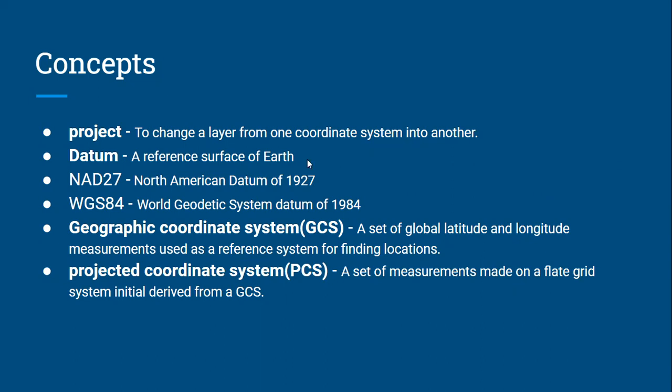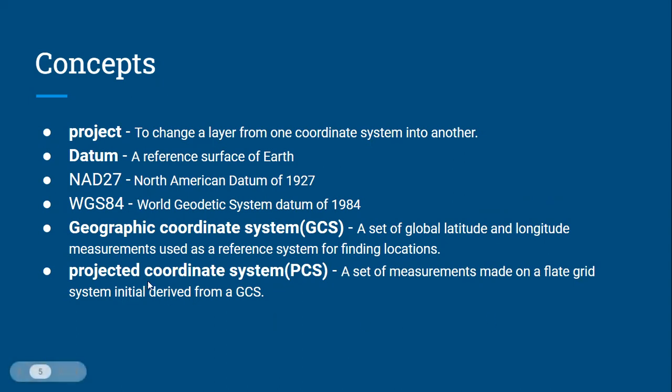Then you can, according to that, get the coordinate system. So these two, NAD27 and WGS, are basically two different datums. And then next is the geographic coordinate system. It's a set of global longitude and latitude measures used as a reference system for finding location.